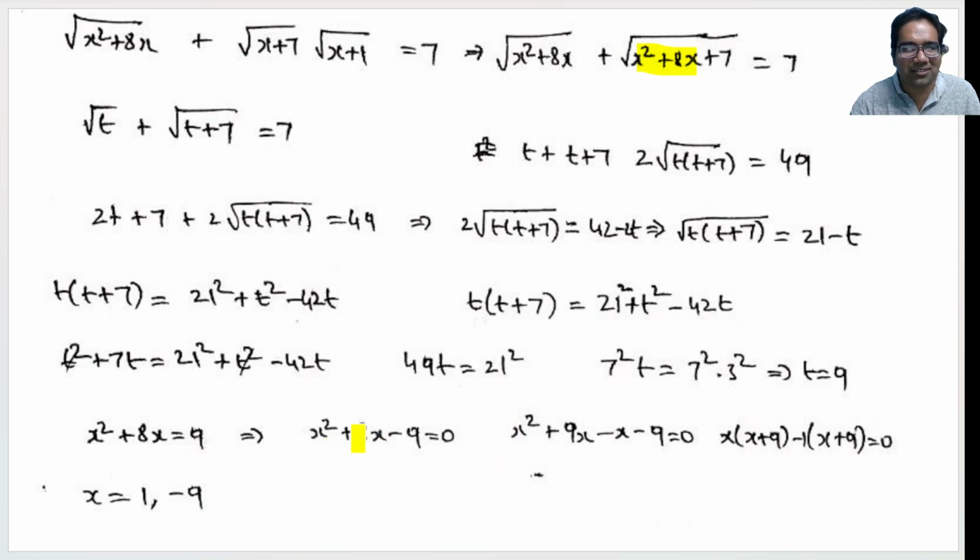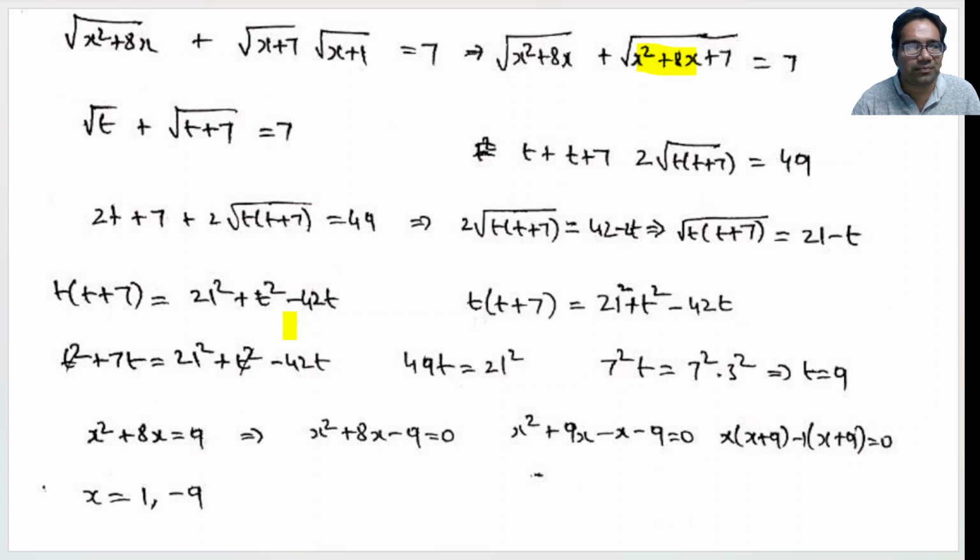So we can split this as 9 minus 1. 9 minus 1 is 8, and 9 into minus 1 is minus 9. So x² + 9x − x − 9 = 0. We can take x common: x(x+9) − 1(x+9) = 0. So x equals either 1 or −9.